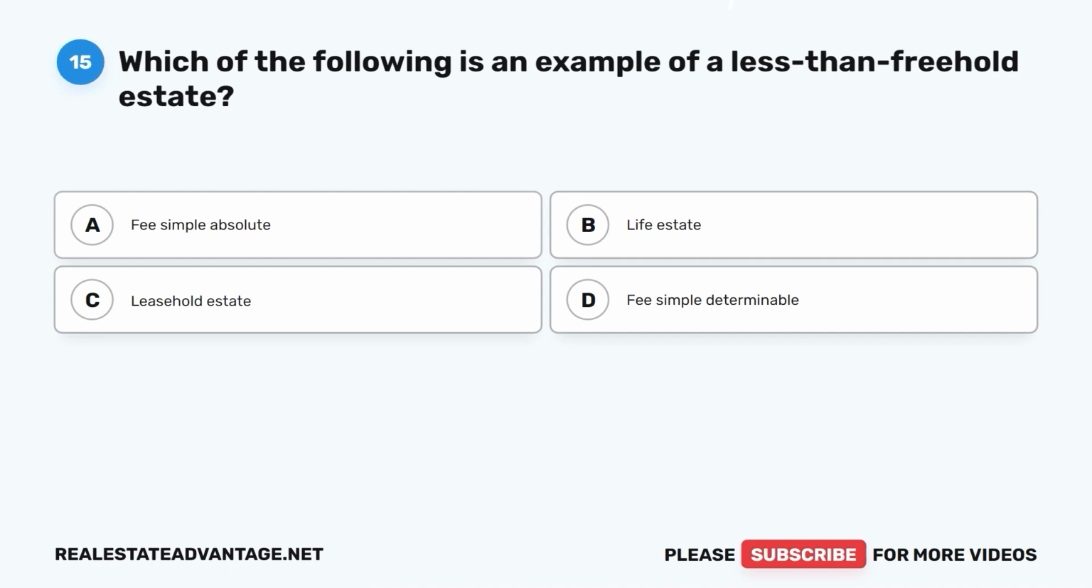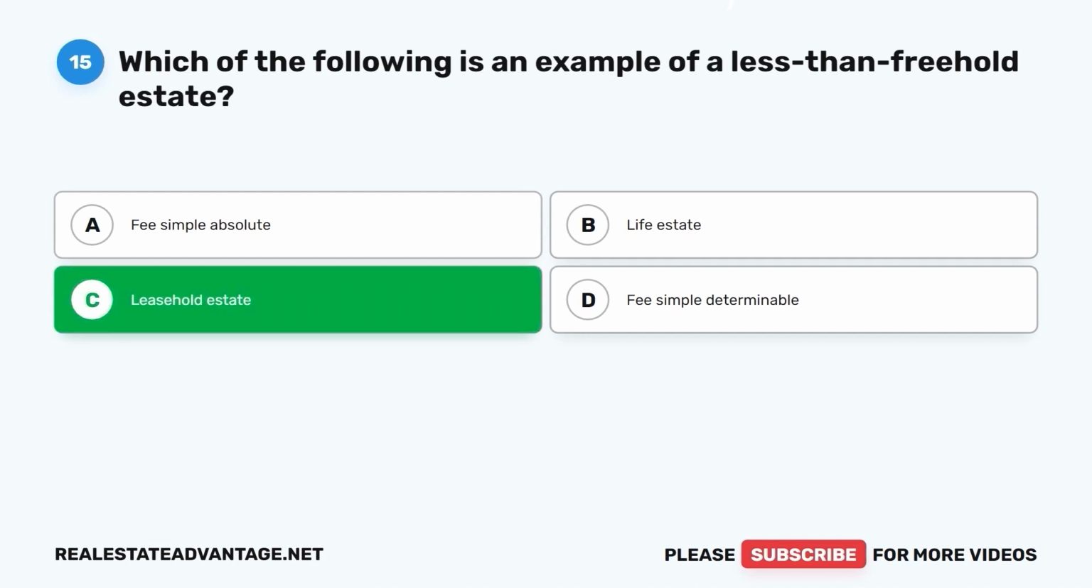Question 15. Which of the following is an example of a less than freehold estate? A. Fee simple absolute. B. Life estate. C. Leasehold estate. D. Fee simple determinable. The correct answer is C.